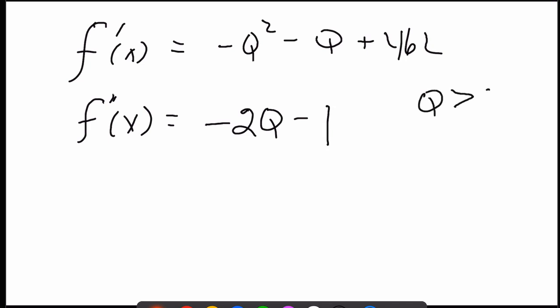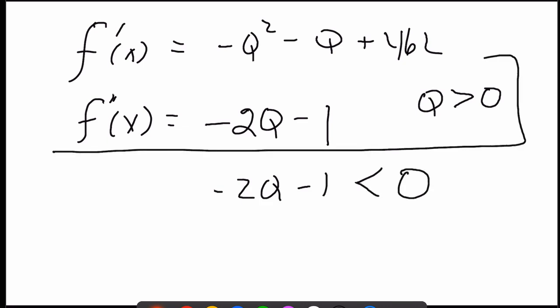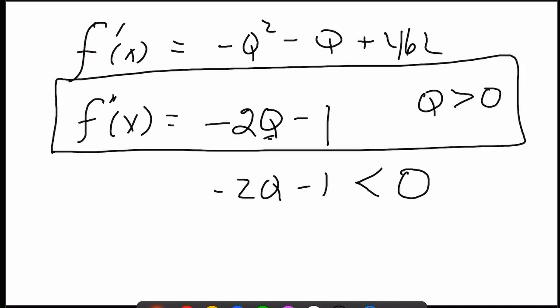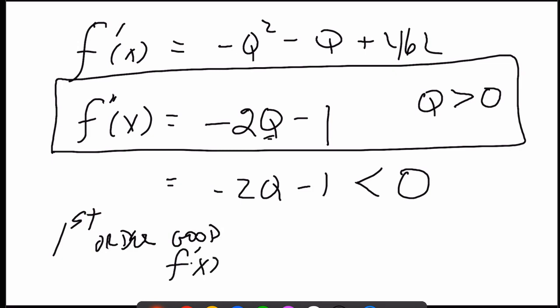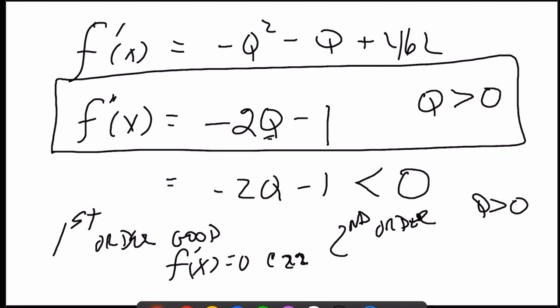Q greater than 0, minus 2q minus 1 has to be negative. Do we see that? A little bit of math there. If that's a positive number, this whole thing has to be negative. So our first order condition is good, right? We set f prime equals 0 at 22. And our second order condition, as long as q is greater than 0, minus 2q minus 1 is less than 0. So both our first order and second order conditions, necessary and sufficient conditions, are satisfied. And we have just solved and saved the world.